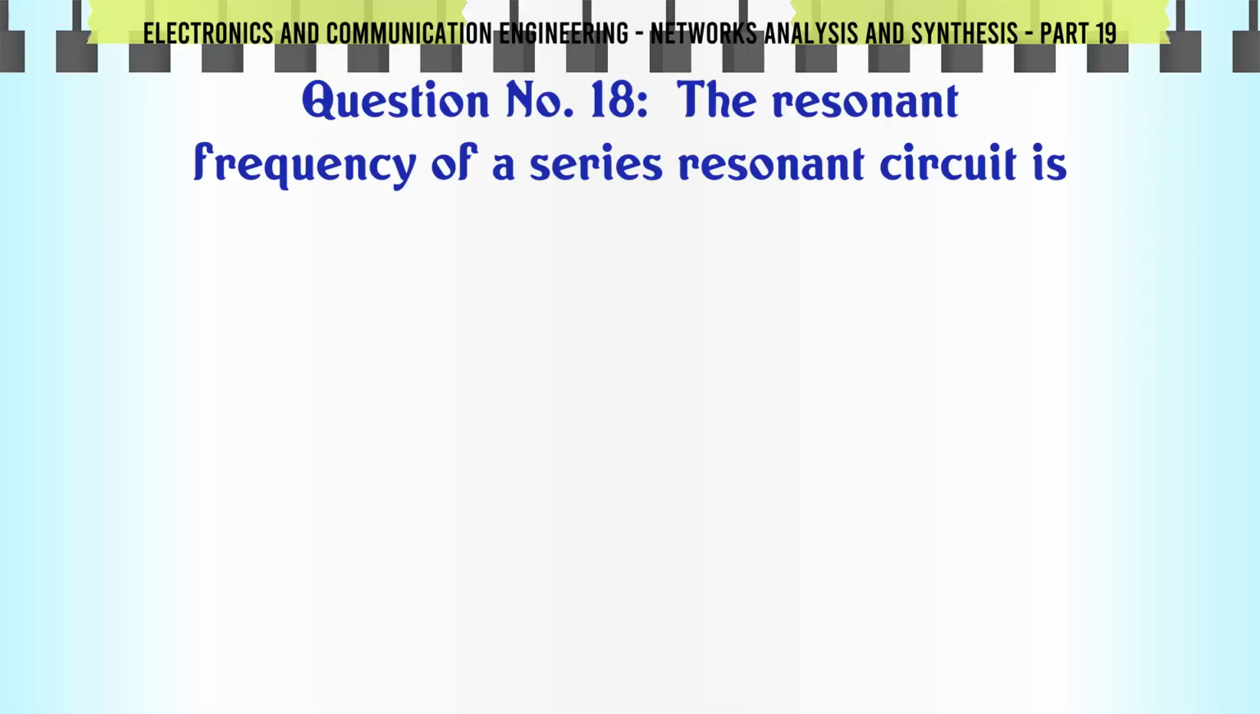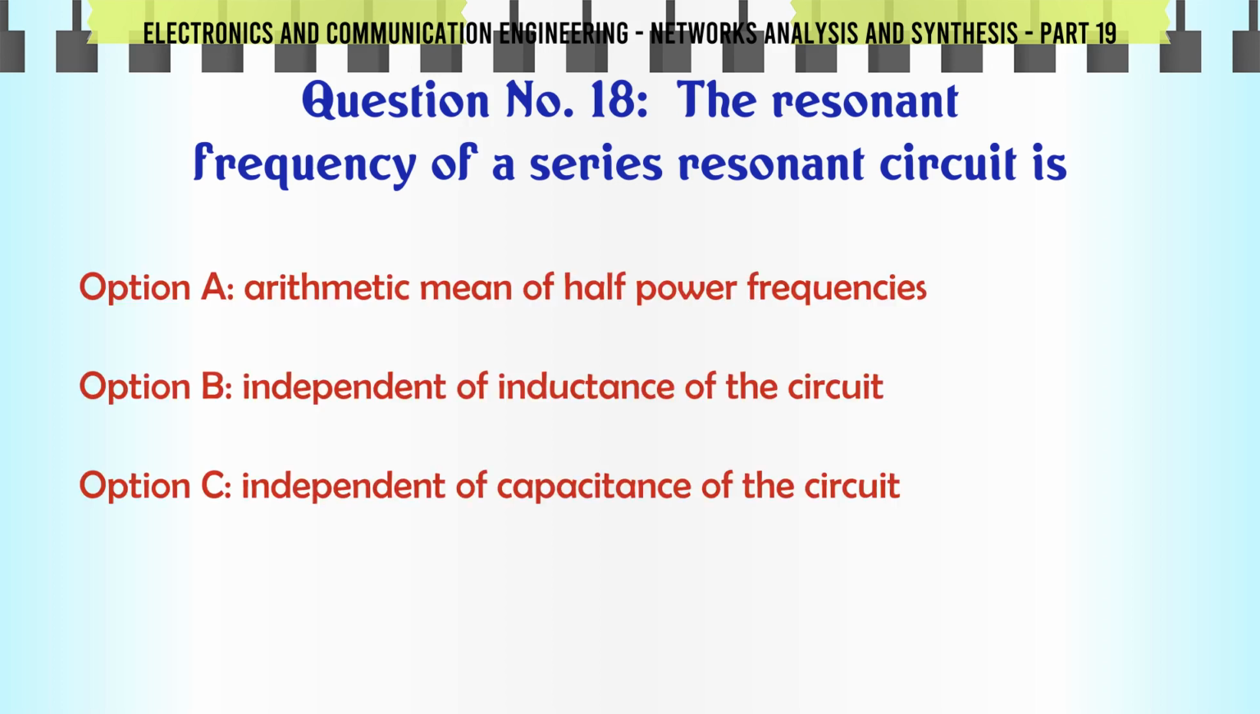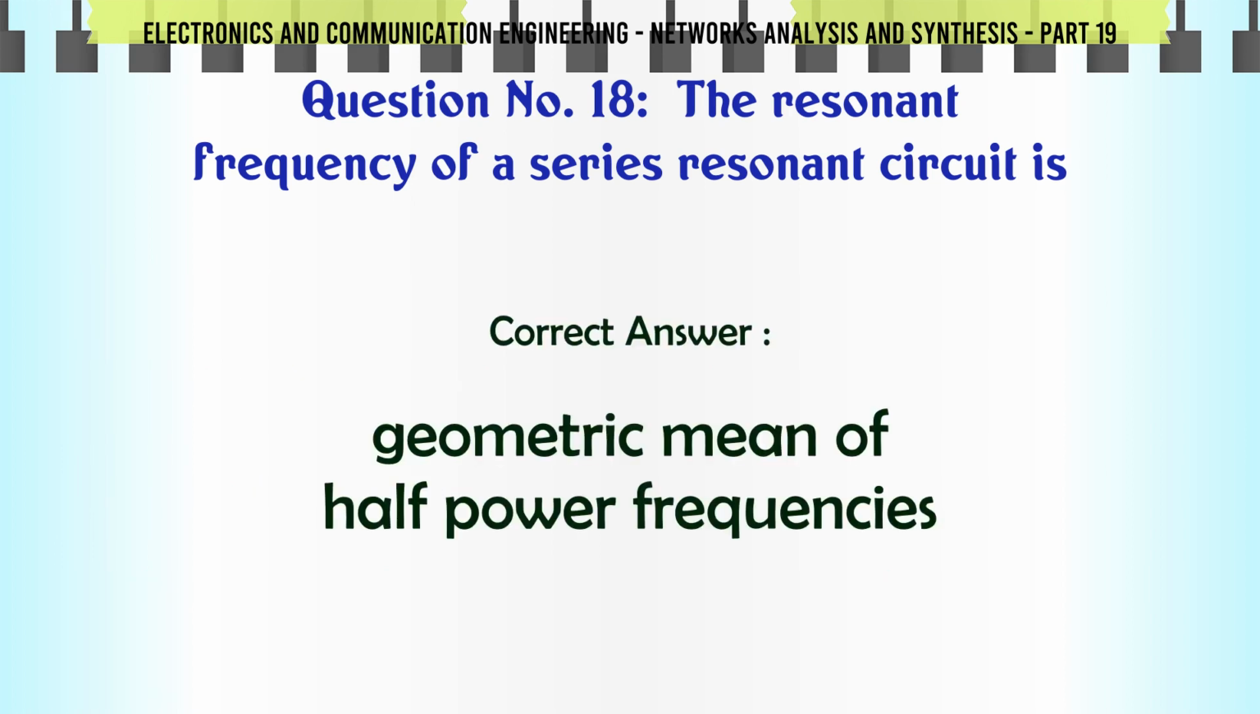The resonant frequency of a series resonant circuit is: A) arithmetic mean of half-power frequencies, B) independent of inductance of the circuit, C) independent of capacitance of the circuit, D) geometric mean of half-power frequencies. The correct answer is geometric mean of half-power frequencies.